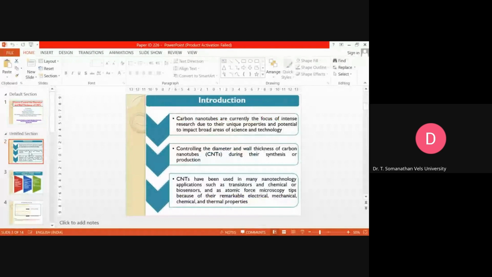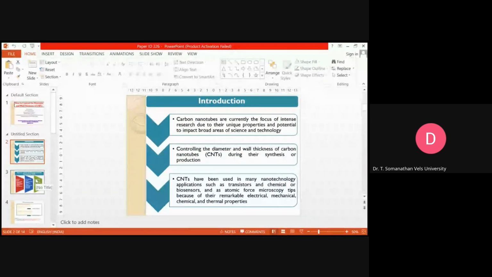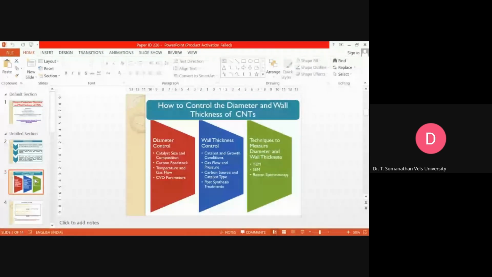You know that previous speakers already talked about many carbon-based materials like carbon nanoparticles as well as graphene and carbon nanotube. Due to its unique properties, it has been applied in many fields like transistors, chemicals, or biosensors, even electrical, mechanical, and thermal properties are there. So for that, we need to have a proper diameter of a carbon nanotube, and wall thickness can be controlled. How to control the diameter and wall thickness of a carbon nanotube?